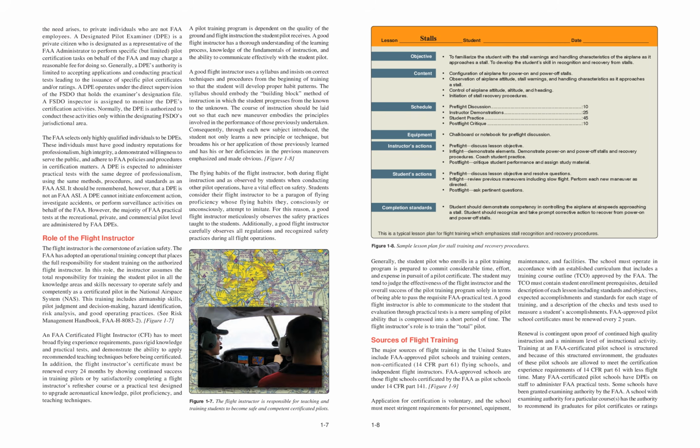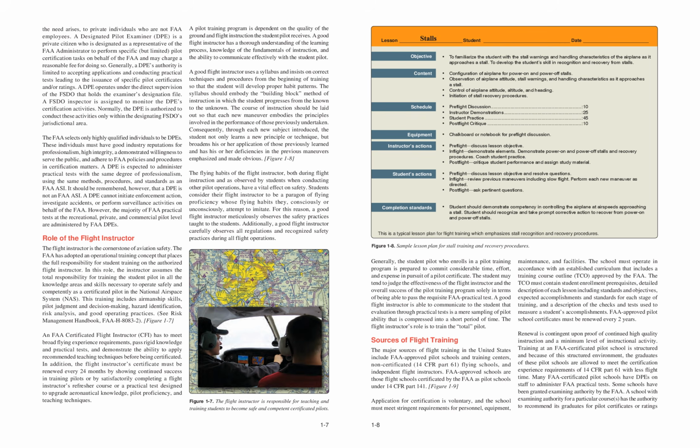Sources of flight training. The major sources of flight training in the United States include FAA-approved pilot schools and training centers, non-certificated 14 CFR Part 61 flying schools, and independent flight instructors. FAA-approved schools are those flight schools certificated by the FAA as pilot schools under 14 CFR Part 141. Figure 1-9. Application for certification is voluntary, and the school must meet stringent requirements for personnel, equipment, maintenance, and facilities.